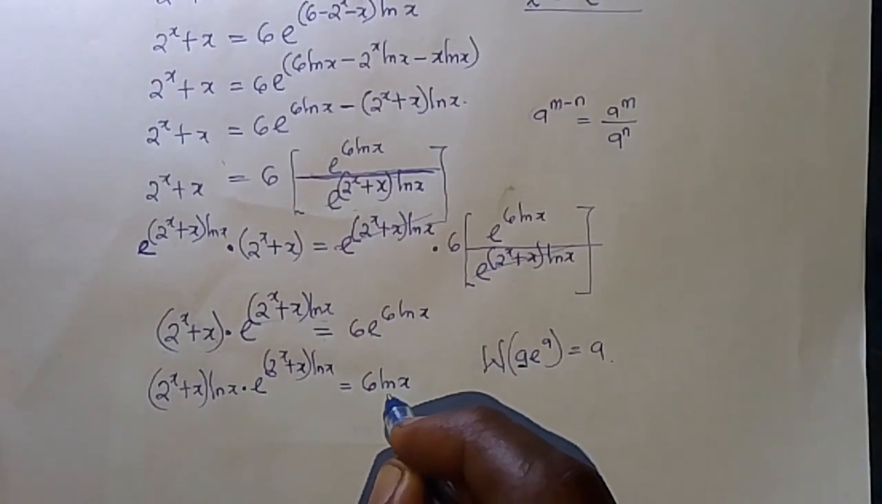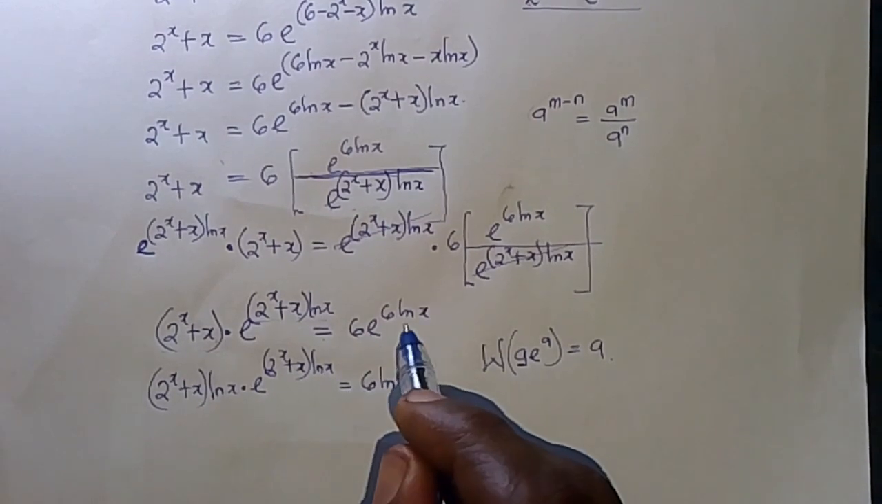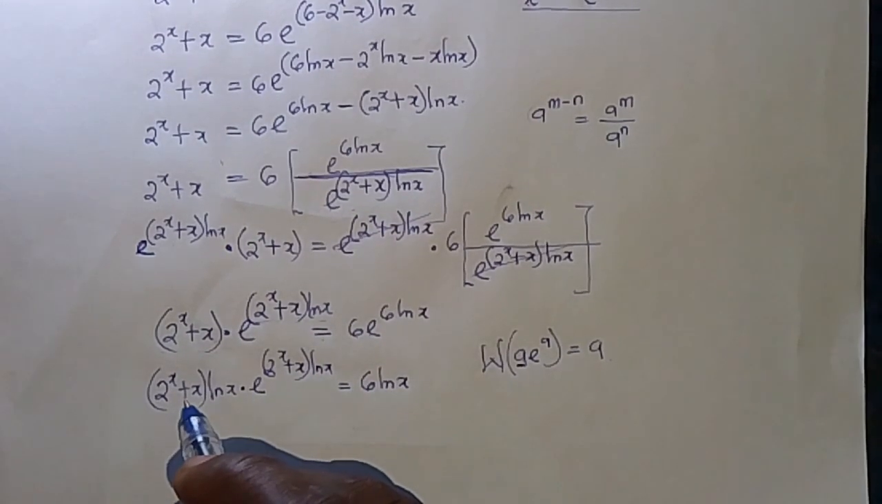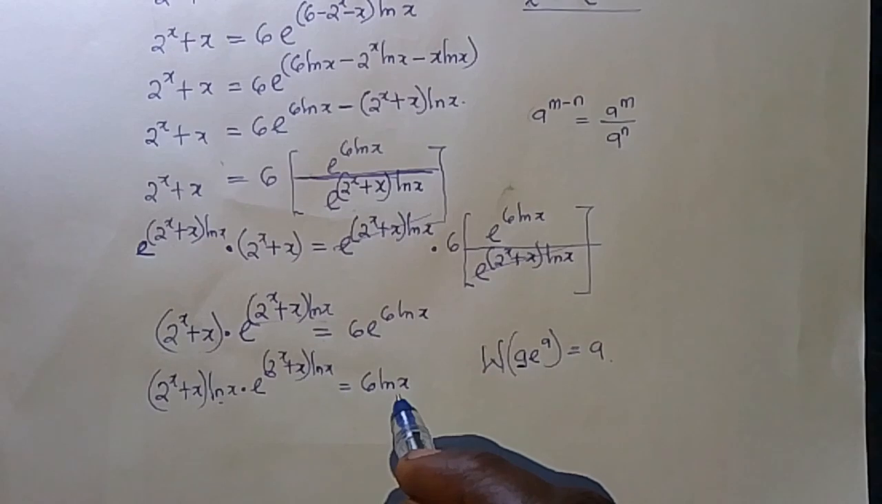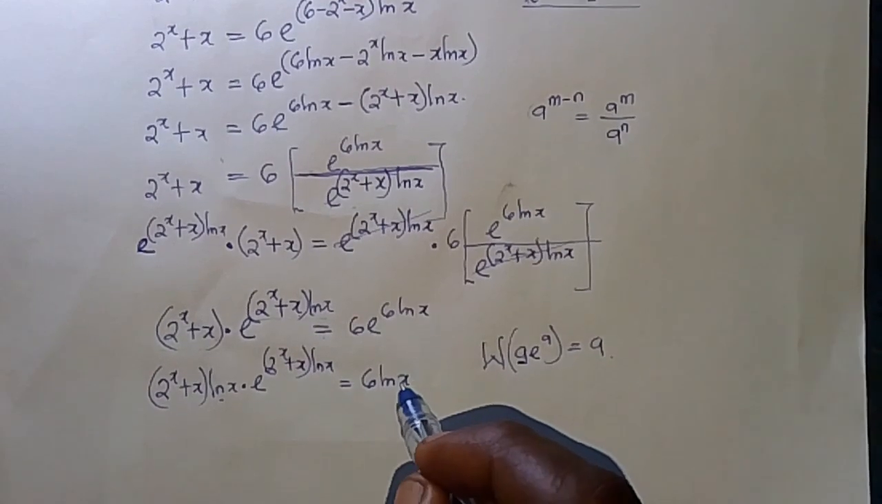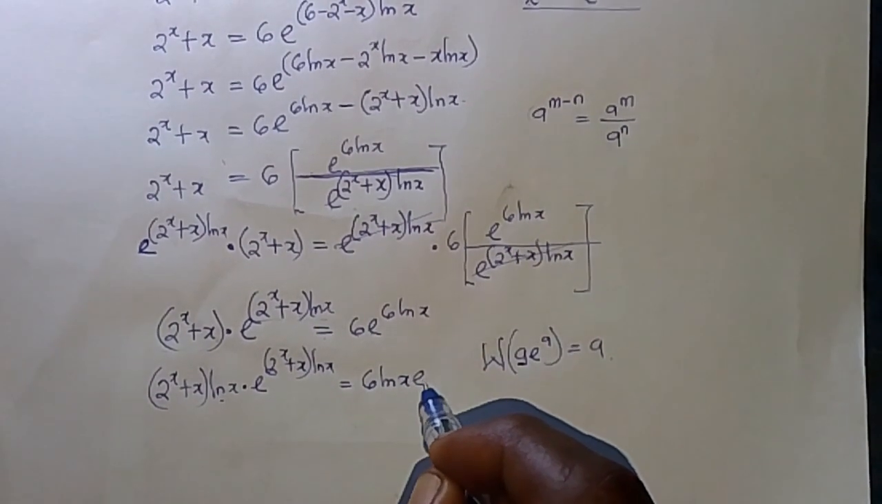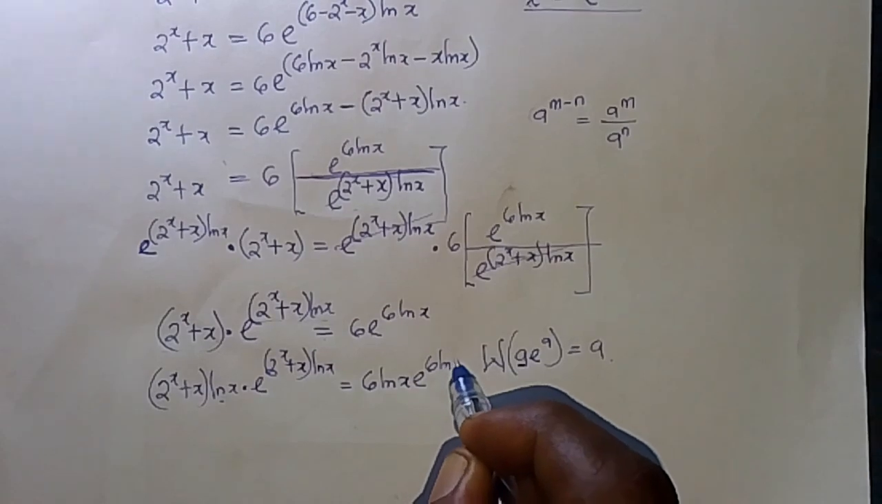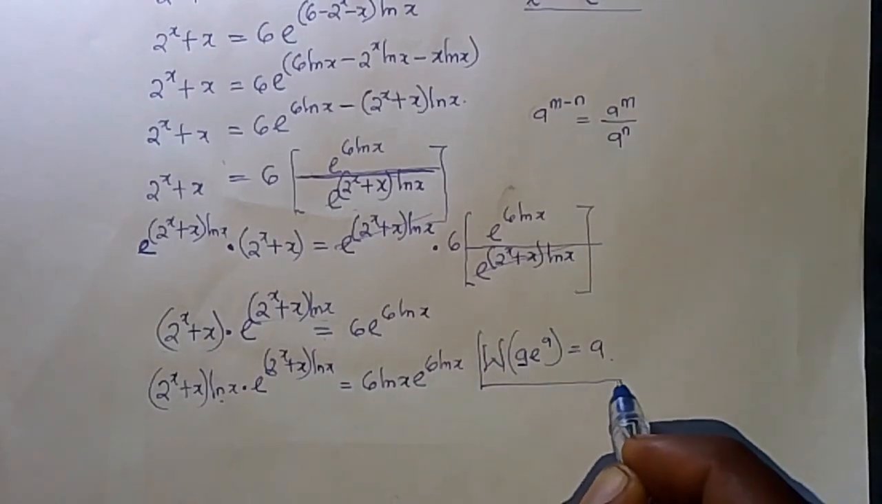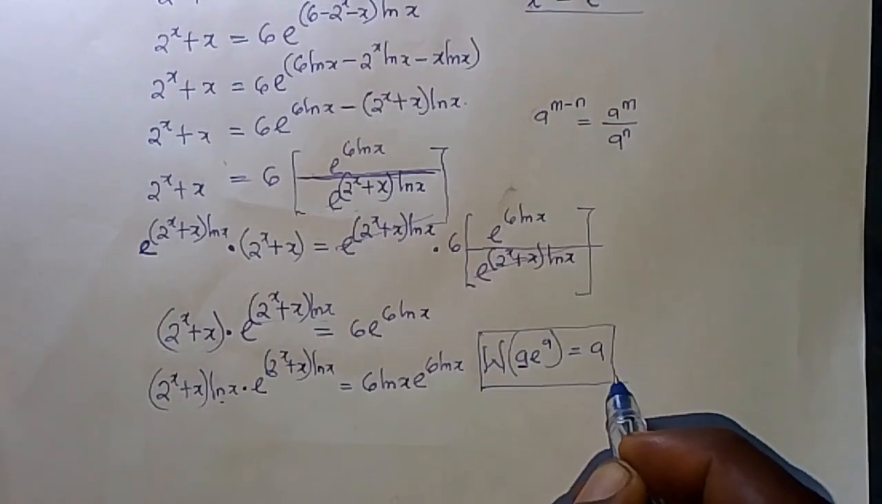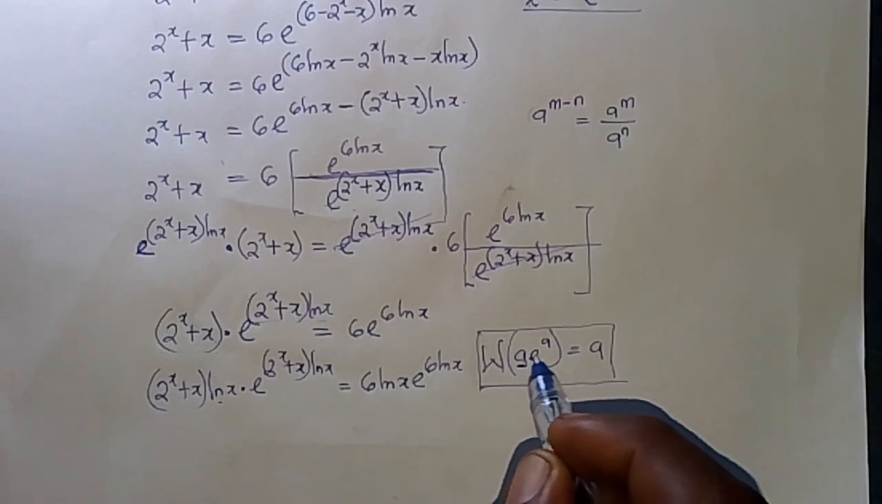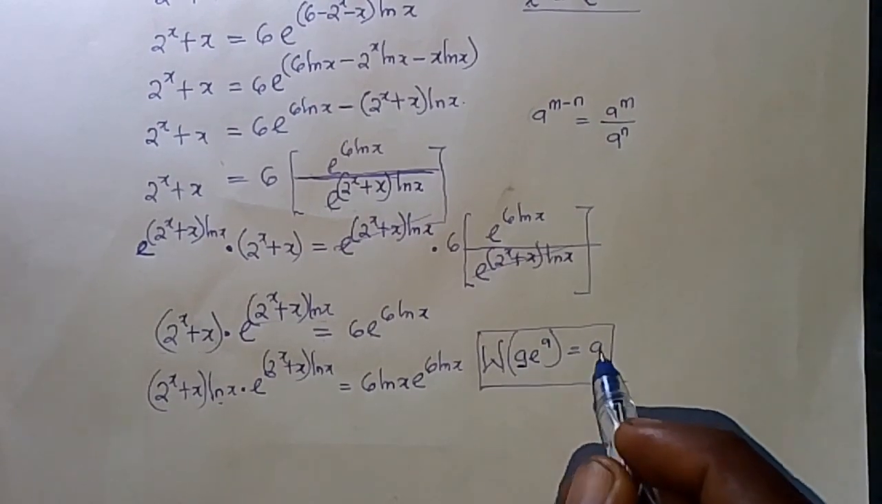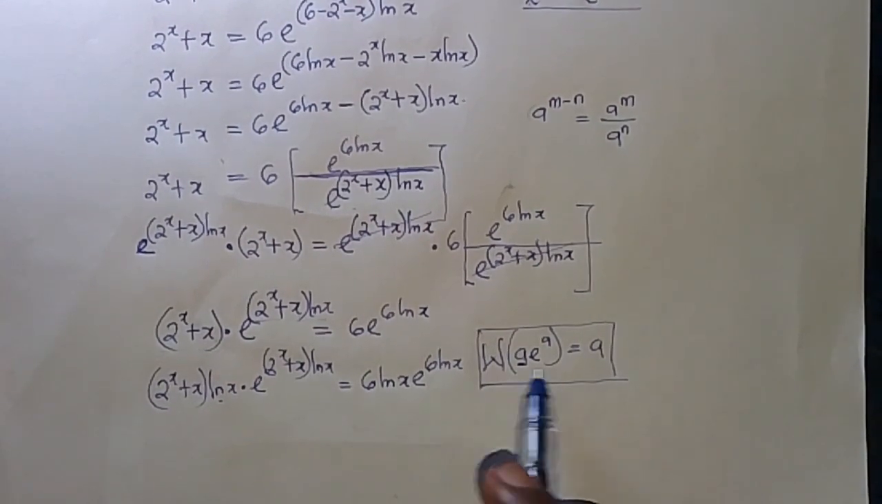Recall we are multiplying through by ln x, so there was no ln x here, but since we've multiplied the left hand side by ln x, we have to multiply the right hand side by ln x. 6 ln x multiplied by e to the power of 6 ln x. Recall this was the law that the Lambert W function of any expression in this form equals this. So let's apply this law here.